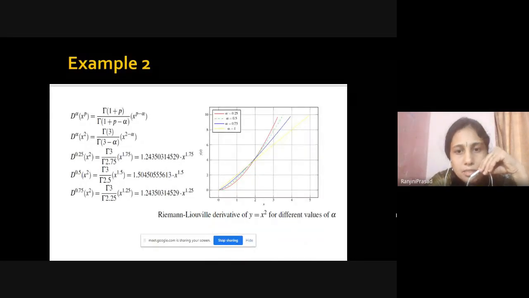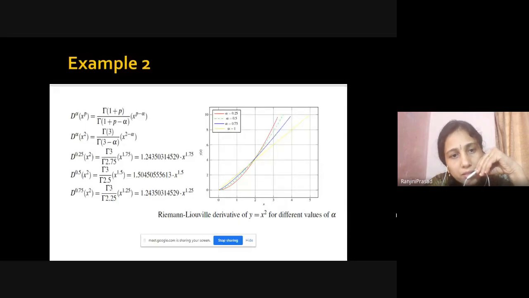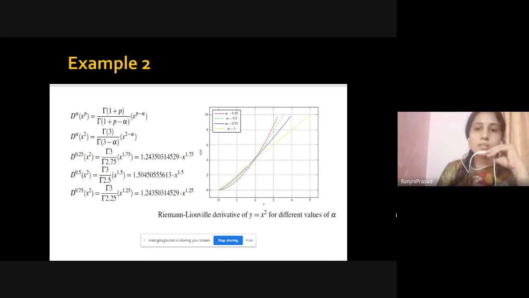So see, the yellow line is alpha equal to 1, which is the tangent line of the y equal to x square parabola. Okay, the derivative. Here all the others are slightly different curves for alpha 0.25, 0.5, 0.75. So you can see the graphs of this Riemann-Liouville derivative of y equal to x square for different values of alpha.